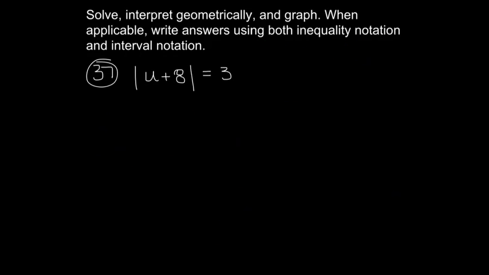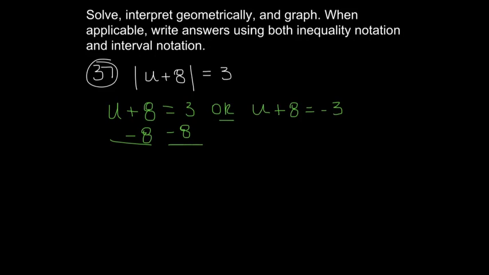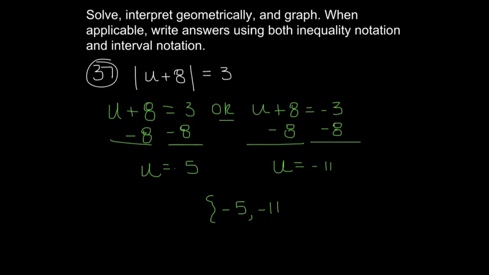The next problem is another equation. I can set this up as two separate equations. u plus 8 could equal 3, or u plus 8 could equal negative 3. If I solve both of those, I could subtract the 8. That gives me u equals negative 5 over here. If I subtract the 8 from both sides in this equation, I get u equals negative 11. So my solution would be negative 5 and negative 11.